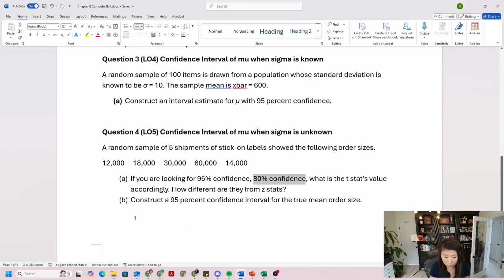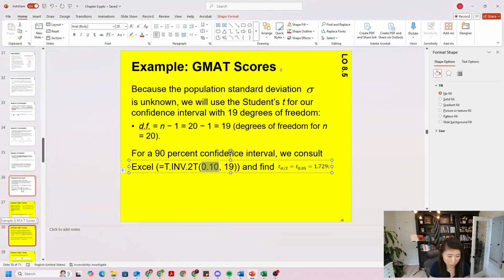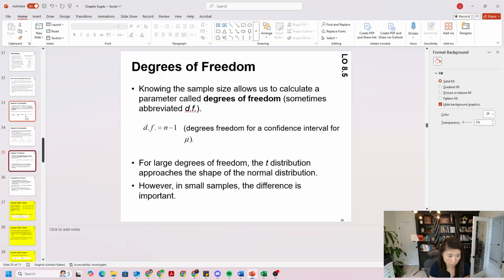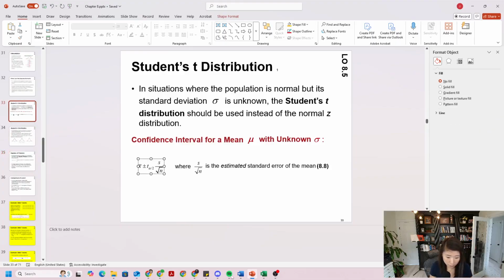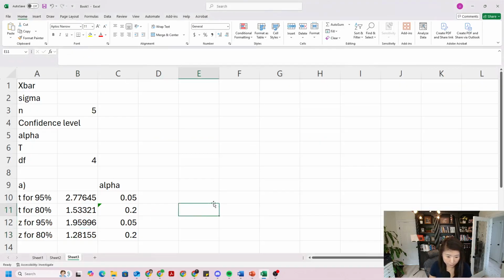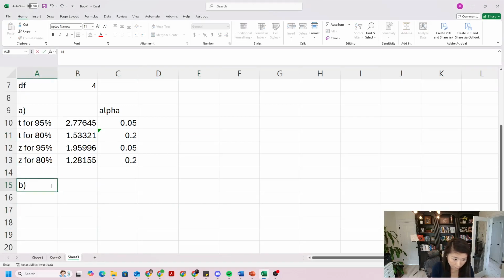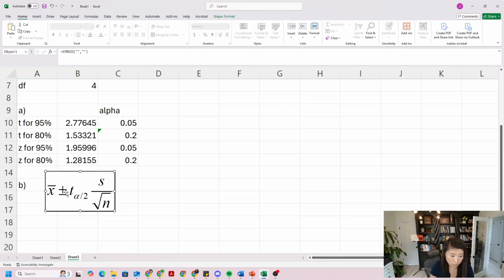Okay, now the next is question number B. We are to construct a 95% confidence interval for the true mean order size. Okay, so to answer that question, we need to leverage the formula we learned here, right? Let me go back here. So this is the formula we need to use. We need to use the sample mean plus minus the t-stats. We know how to calculate t-stats now, and times the sample standard deviation, and divide by square root of n.